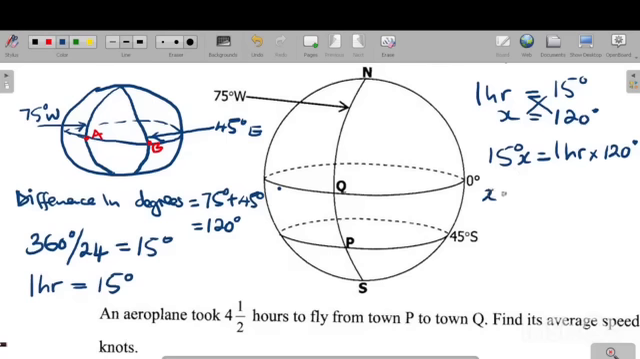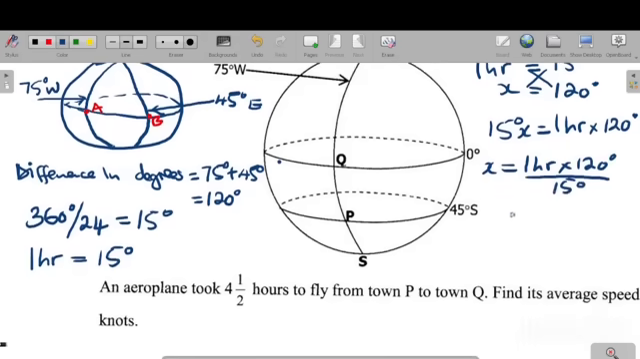So we're going to have x is equal to 1 hour times 120 degrees divided by 15 degrees. Okay? So we have x is equal to, so the degrees will cancel, the degrees will cancel. Then we'll have 15 into 120. Because this is paper 1, no calculators are allowed, so we're going to reduce it slowly.